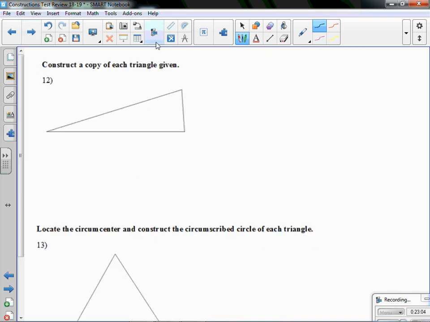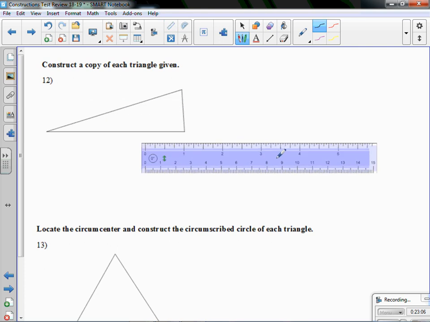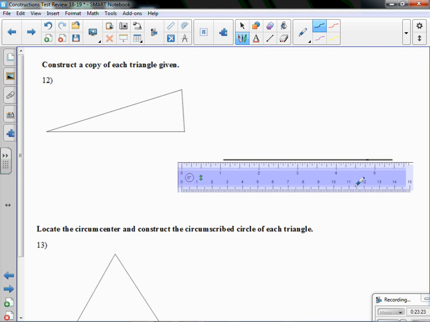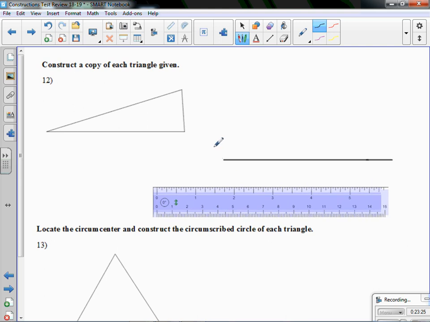All right, number 12. We are copying a triangle. So the first step is the process for copying a line segment. So we're going to draw a segment longer than the one we want to copy, which I'm going to copy this bottom side here. Make a long line segment.